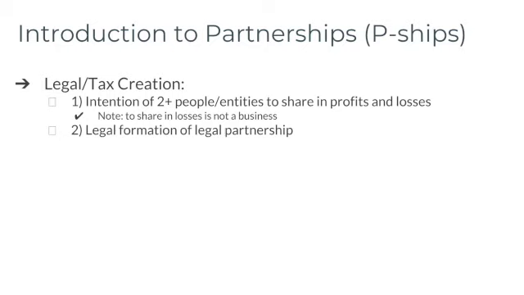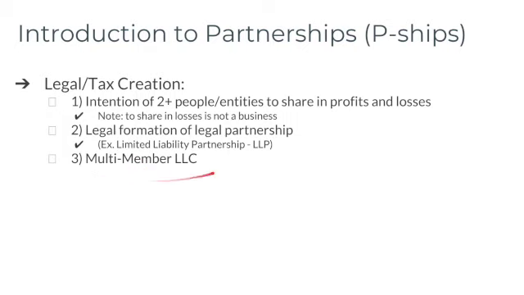The second option is they could form a legal partnership. An example of that is an LLP, which is paperwork that's filed with a state. These are specific state entities. The third option is a multi-member LLC, and this is probably the most common option these days because it gives everyone limited liability and it's a bit more effective, to put it as simple as possible.